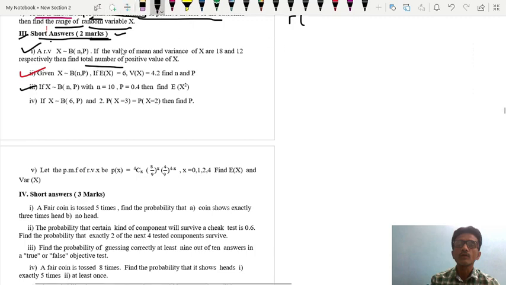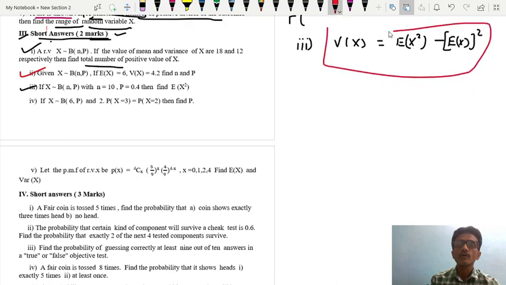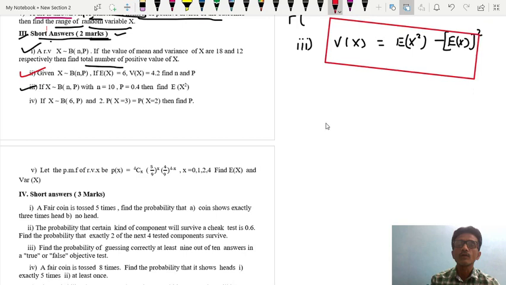Now as we know, we attempt this third sub question. We know V(x), the variance, is equal to E of x square minus E(x) whole square. This is the formula for V(x). Then we apply this formula here.